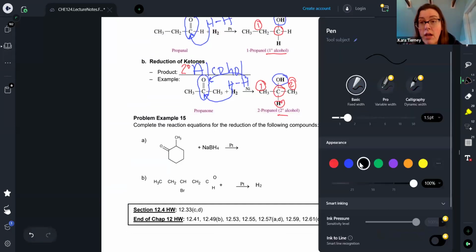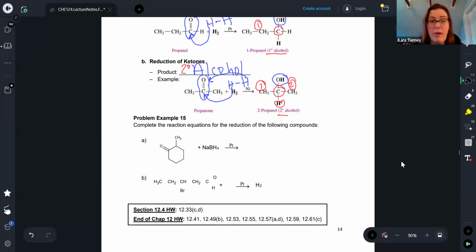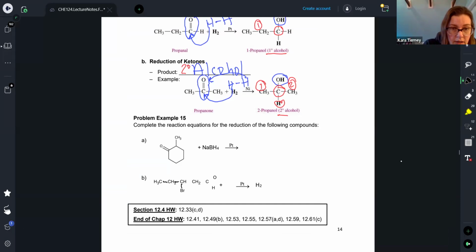I have two problems right here. The second one didn't copy all the bonds, so let's just draw in these bonds. Bond, bond, bond. Okay, we've got an aldehyde here with a double bond O and a single bond H.